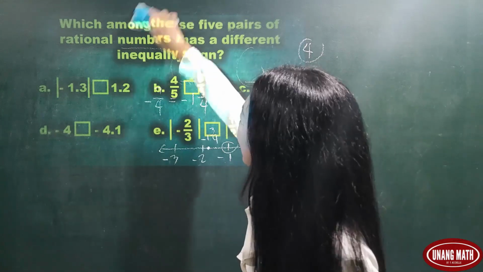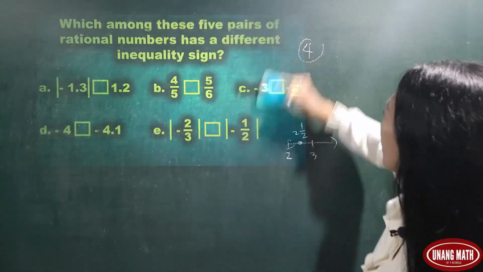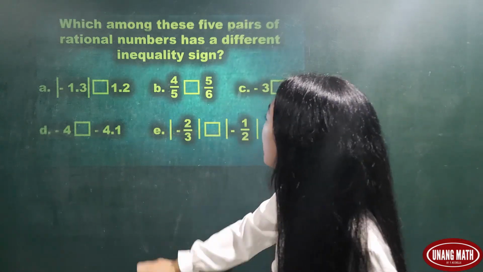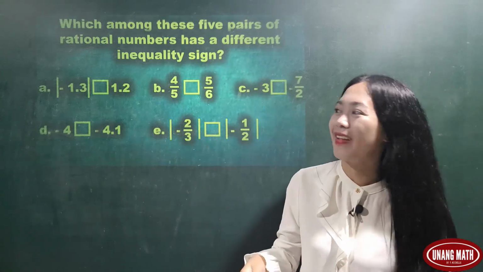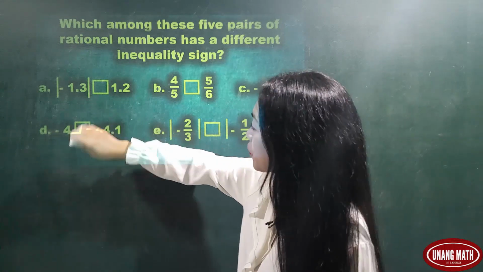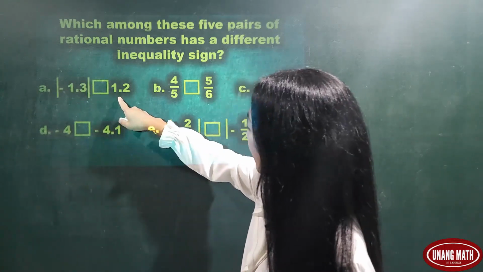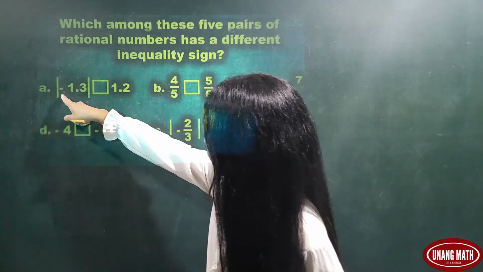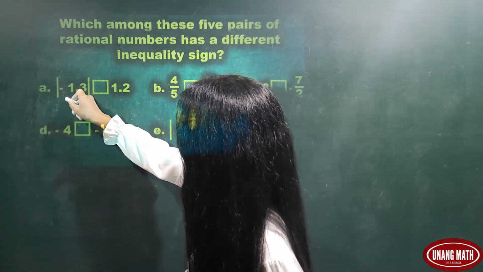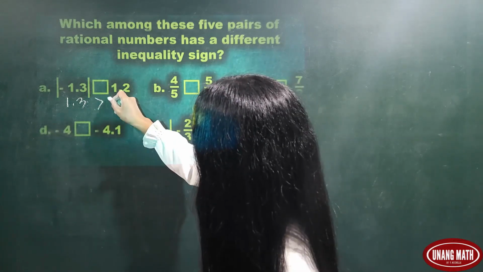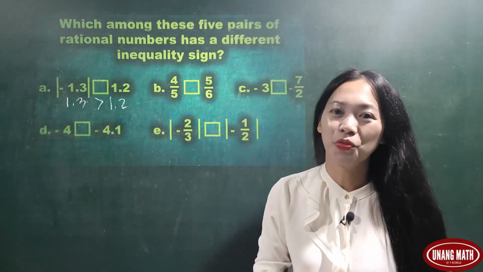Okay, let's have the second problem. Which among these 5 pairs of rational numbers has a different inequality sign? Let's check the first pair: absolute value of negative 1.3 and the number 1.2. Absolute value of negative 1.3 is 1.3. So 1.3 is greater than 1.2.